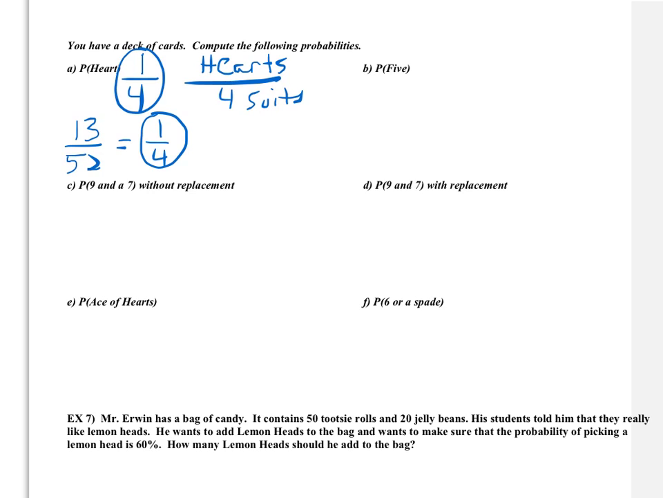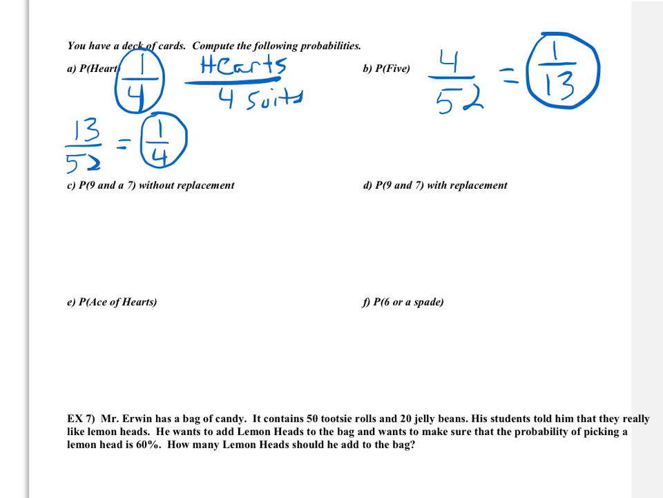All right, the probability of a 5. How many 5s are there in a deck? Well, there's the 5 of all 4 suits. Let's do the suits in order. There's the 5 of hearts, the 5 of diamonds, the 5 of spades, and the 5 of clubs. So there are 4 5s in the deck out of the total of 52, which reduces to, on your calculator, go ahead and do it quick, 1 out of 13.